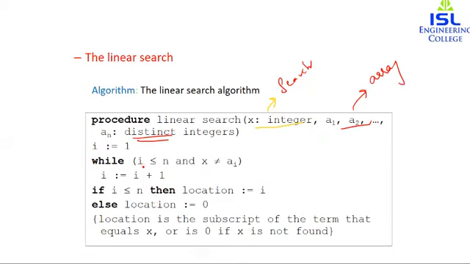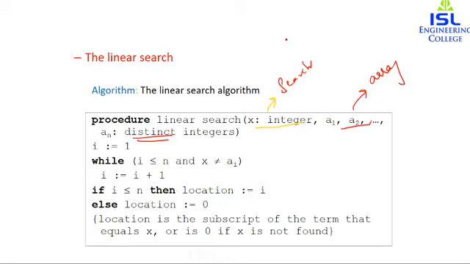Now, while I is less than or equal to n, and we have not found our element x in the array, keep on incrementing I equal to I plus 1. If I is less than or equal to n, then location is equal to I. Now what does this mean?